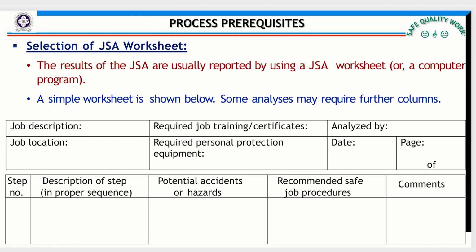Some analysis may require further columns. The worksheet will contain the job description, required job training certificates, analyzed by, that is, the name of the analyst, the job location, the required personal protective equipment, and the date and page or sheet number. Then it will have the columns: step numbers, discussion of steps in proper sequence, potential extent of hazards, recommended safe job procedures, and comments.